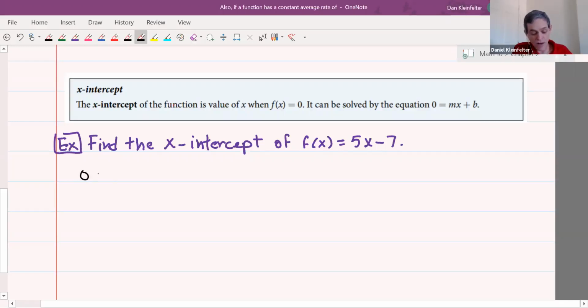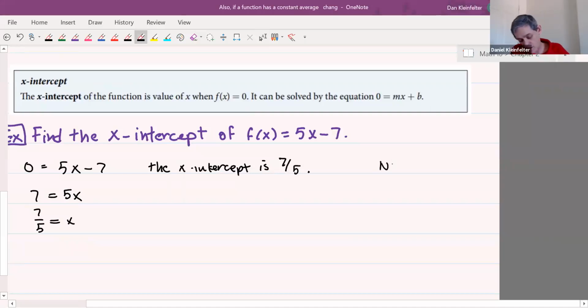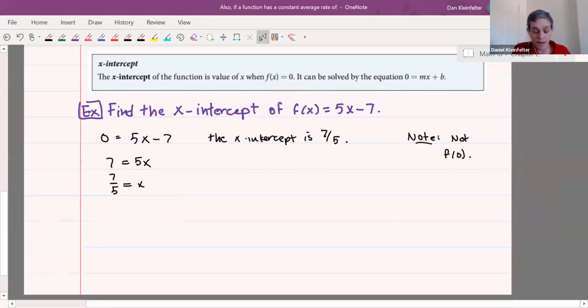So we want to know the value of x that will make 0 come out. So we'll set f of x equal to 0 and solve for x. Okay, so then the x-intercept is 7/5. Notice specifically that that's not the same thing as f of 0. Okay, so that's different. That will give you the y-intercept.